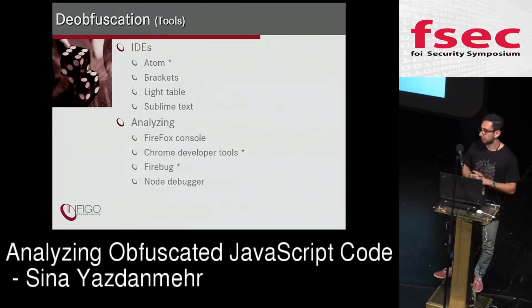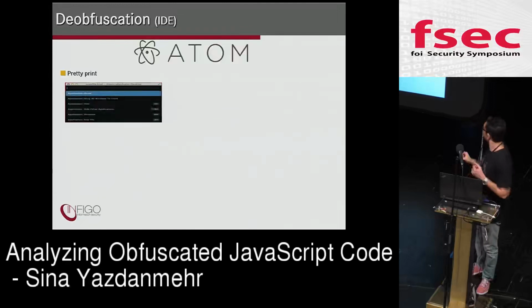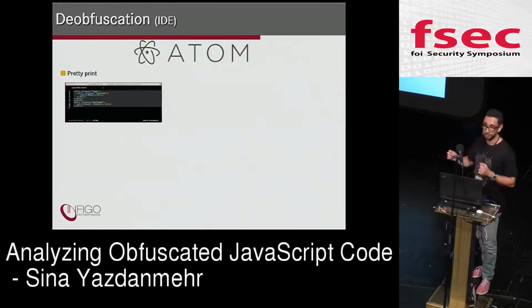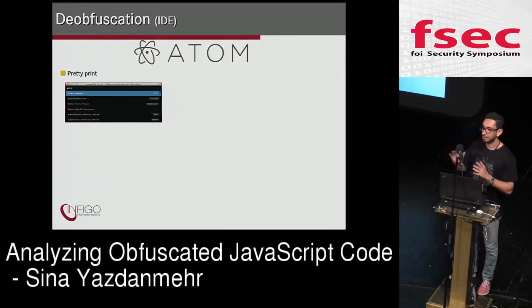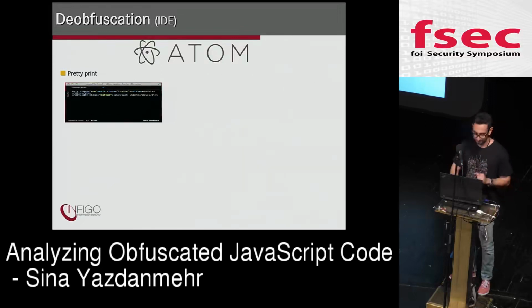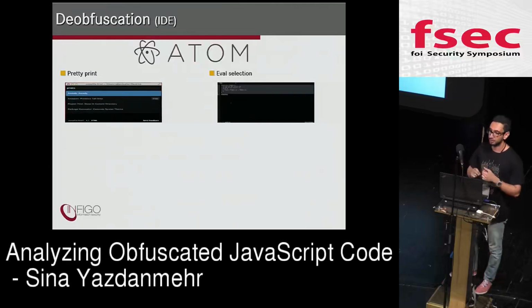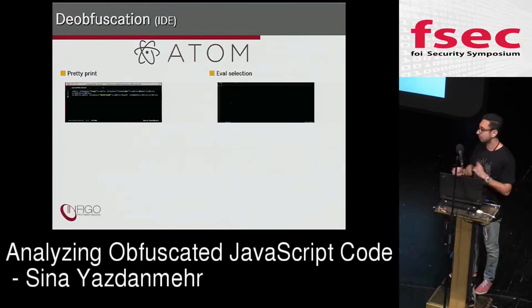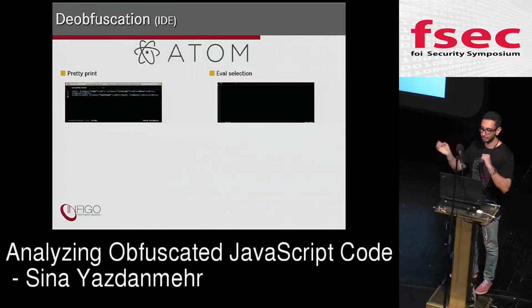I would rather use Firebug, but if you want to use Chrome, Google Developer Tools is a really powerful tool for this. Atom provides you pretty-print natively without any package. You can just right-click and pretty-print it. Eval selection is for analyzing code. You can just select that part of code and execute it in a different context.